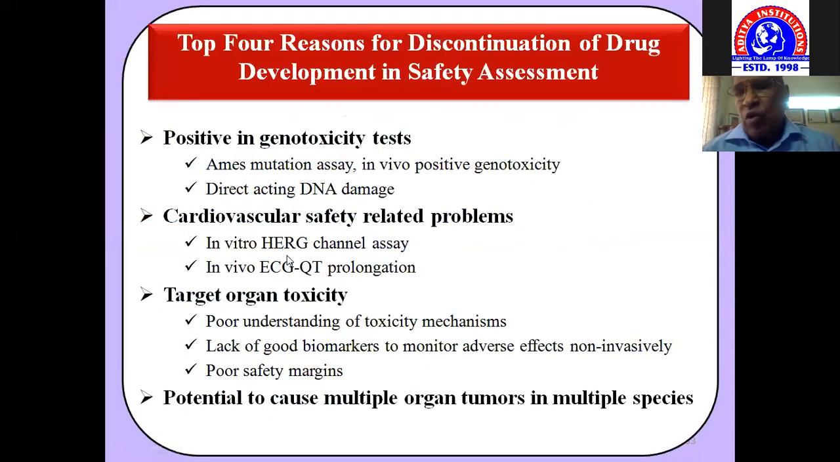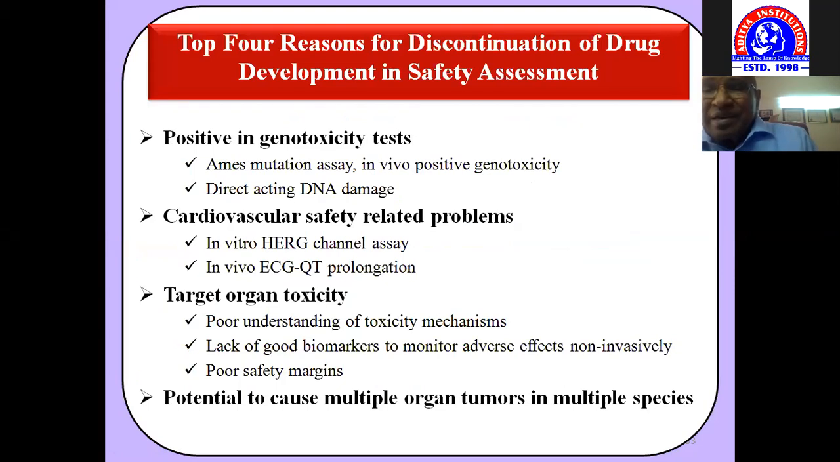Okay, we covered the drug development. We asked the question, what are the reasons for drug failure? I talked earlier about genotoxicity, and mutagenicity is the same thing. Typically, mutagenicity tests done are the Ames test and in vivo genotoxicity tests. These can be positive. These are short-term tests.